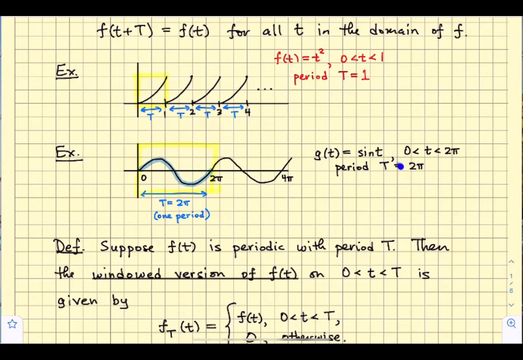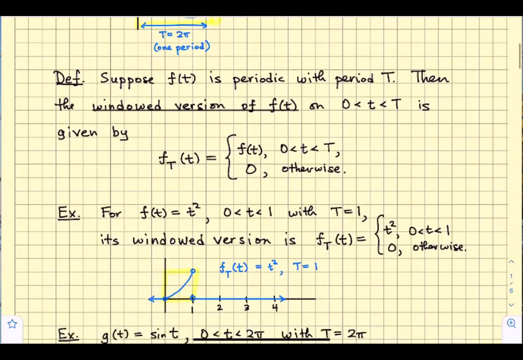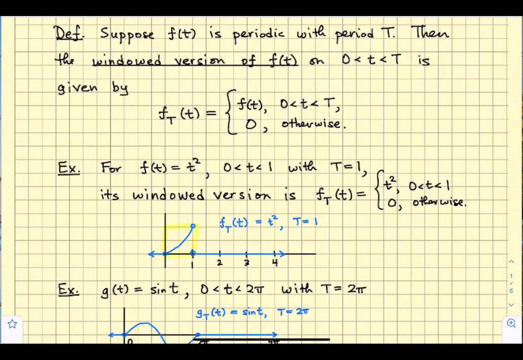So here capital T will always represent the period, and we want to see about Laplace transforming these kinds of functions. So suppose little f of t is periodic with period capital T, then first we need to define the windowed version of little f of t on the interval from 0 to capital T, and we will denote it by f sub capital T.